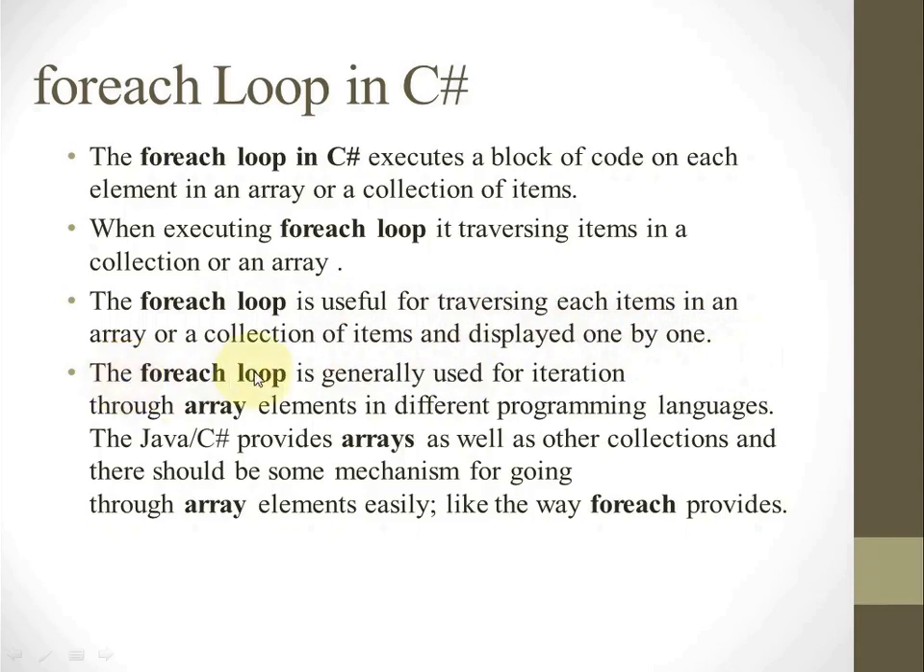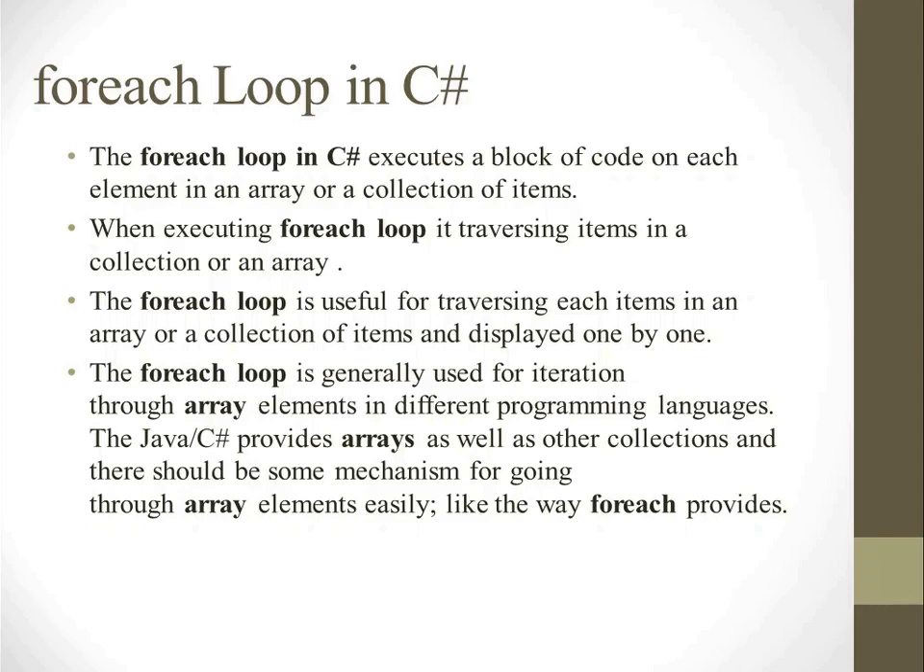So the for each loop is generally used for iteration through array elements in different programming languages. It means this loop is used in different programming languages like C# and Java. If we summarize this topic for the for each loop: number one, it is used for iteration. Second, this loop depends on the elements of an array or collection of items. Third, this loop is useful for traversing each item within the array.